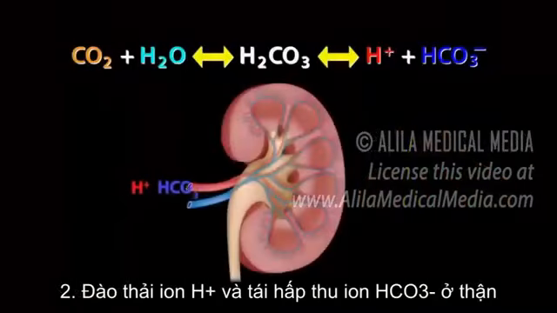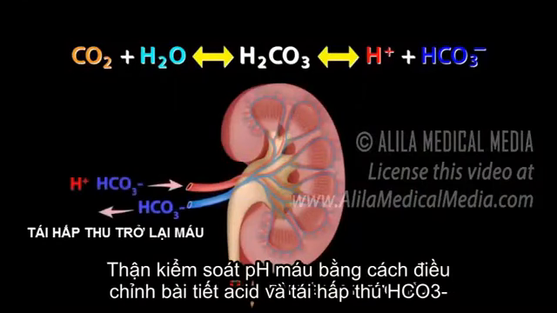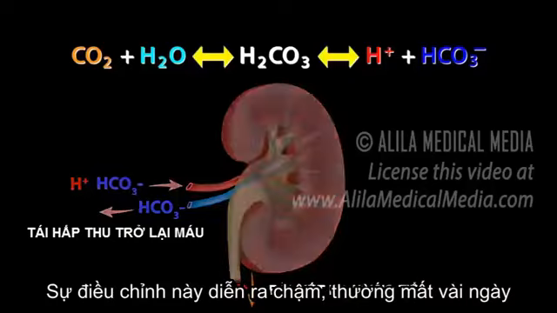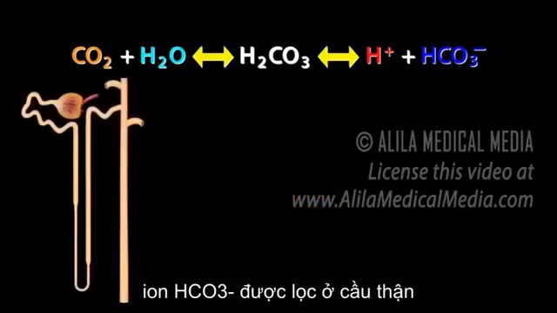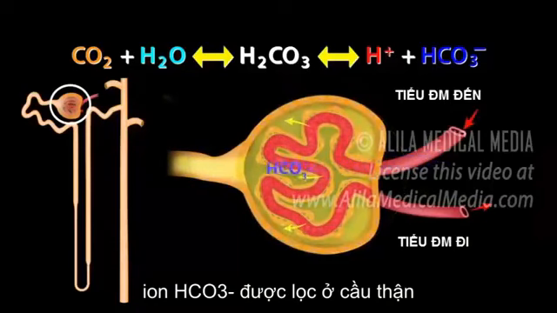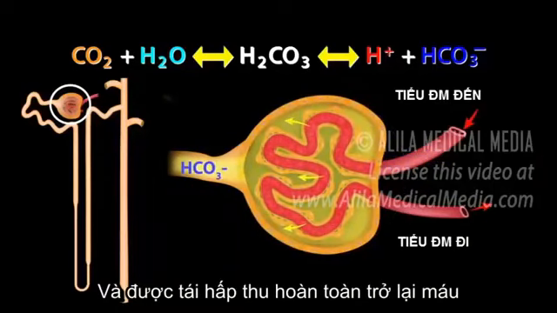Excretion of hydrogen ions and reabsorption of bicarbonate through the kidneys. The kidneys control blood pH by adjusting the amount of excreted acids and reabsorbed bicarbonate. Renal regulation is slower. It usually takes days to respond to pH disturbances. Although all of the plasma bicarbonate is filtered in the glomerulus during the first step of urine formation, virtually all of it is reabsorbed back into the blood.